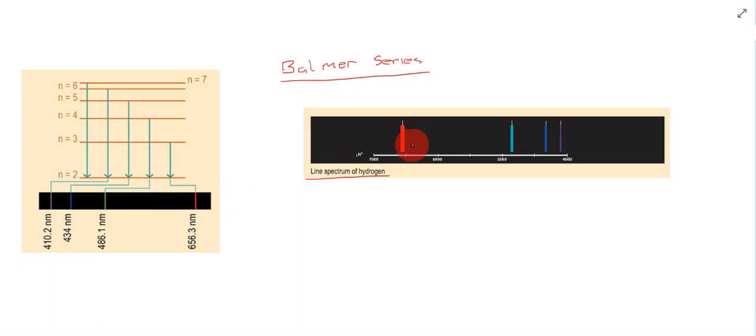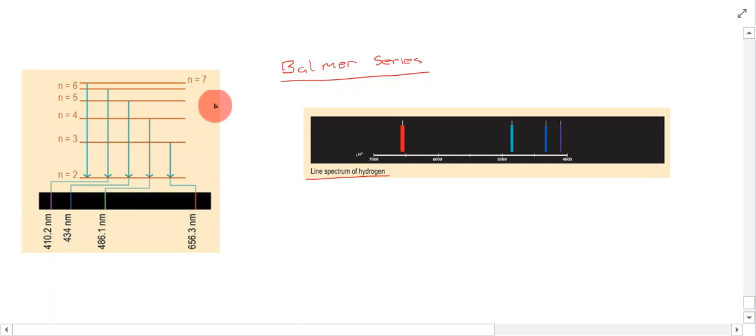A way to think about it is that all of these lines are generated when electrons move up into an energy level and fall back down, and they give off a wavelength of light. Each of these lines is associated with electrons being excited, moving up into a higher energy level, and then moving back down, giving off a very specific wavelength of light. Now, in relation to the Balmer series, all the lines in the Balmer series are due to electrons dropping from higher energy levels down to the second energy level.